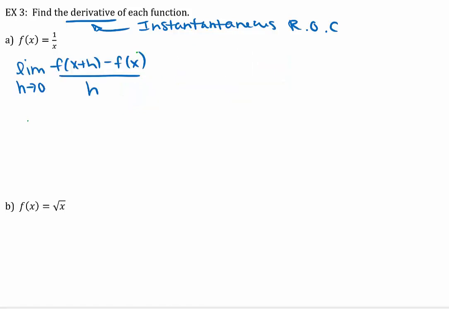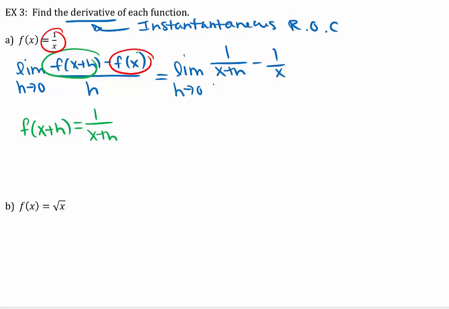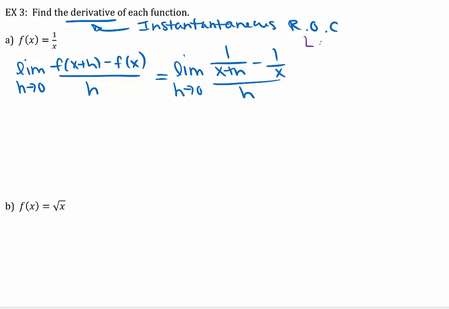So for my first example, where the function is 1 over x, our f of x plus h is going to be 1 over x plus h. Our f of x is just the original function, 1 over x. Plugging those into my limit definition, I get the limit as h goes to 0 of 1 over x plus h minus 1 over x all over h. Now to evaluate this limit, we have to do some simplifying. And to simplify, I'm going to multiply everything by the LCD, which in this case is x plus h. So I'm going to multiply both terms in the numerator, and I'm going to multiply the denominator by that LCD.